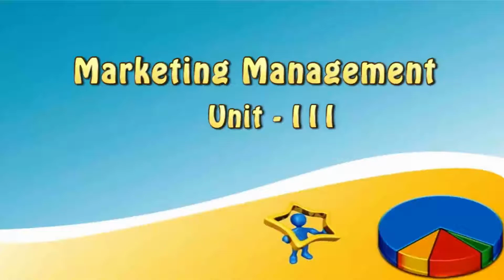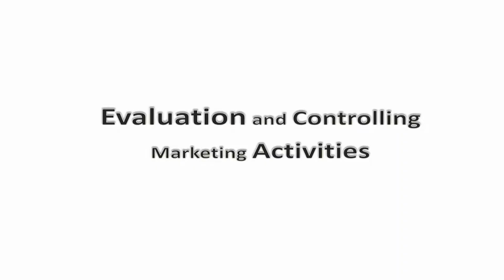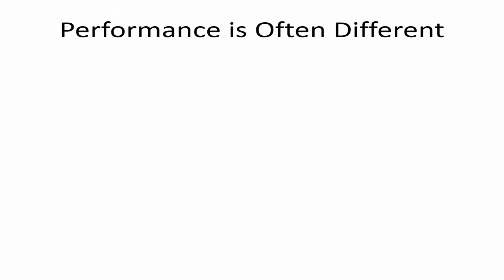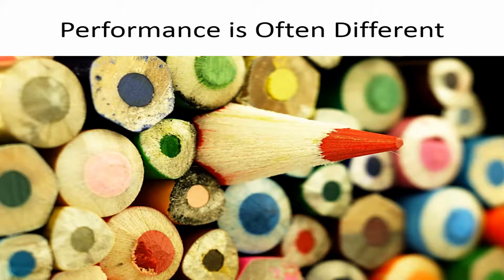Hi all, in this video we are going to learn about evaluation and controlling marketing activities. Let's start. A marketing strategy can achieve its desired results only if implemented properly. It is important to remember that a firm's intended marketing strategy often differs from the realized strategy, the one that actually takes place. This also means that actual performance is often different from expectations.